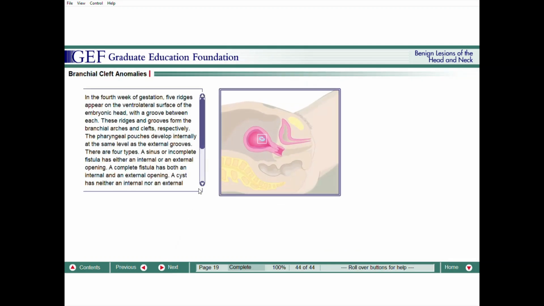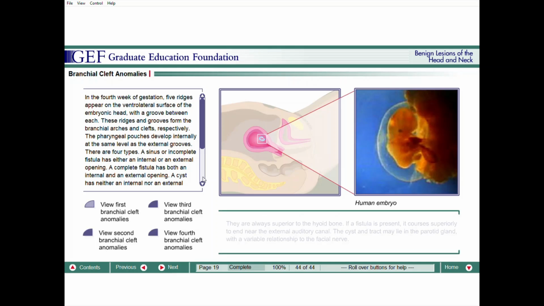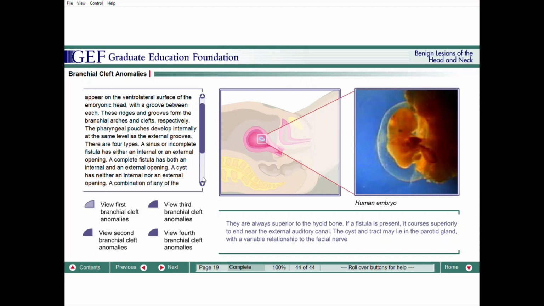In the 4th week of gestation, 5 ridges appear on the ventrolateral surface of the embryonic head with a groove between each. These ridges and grooves form the branchial arches and clefts, respectively. The pharyngeal pouches develop internally at the same level as the external grooves. There are 4 types. A sinus or incomplete fistula has either an internal or an external opening. A complete fistula has both an internal and an external opening. A cyst has neither an internal nor an external opening. A combination of any of the preceding types can occur.